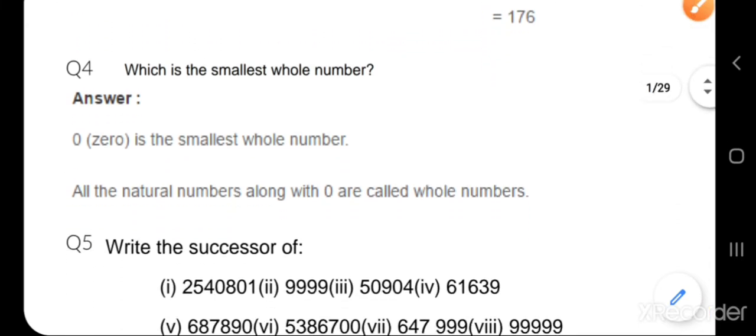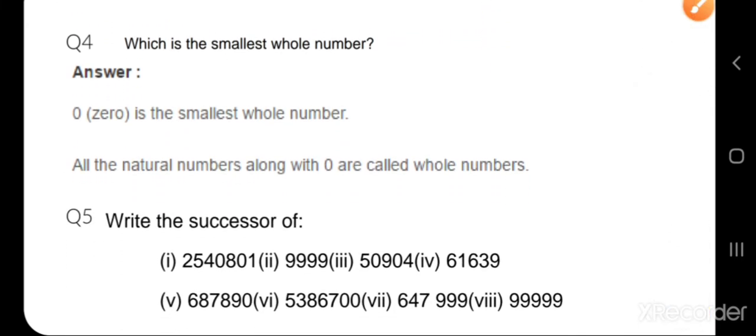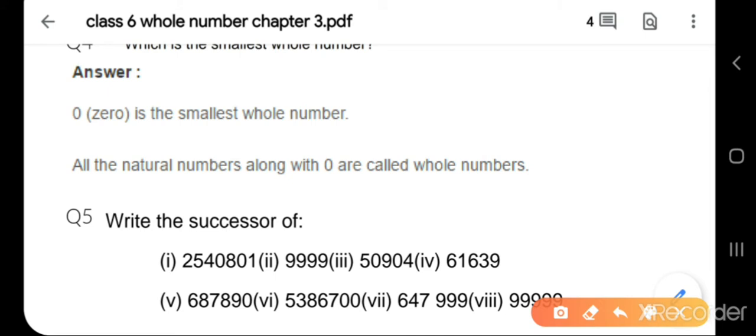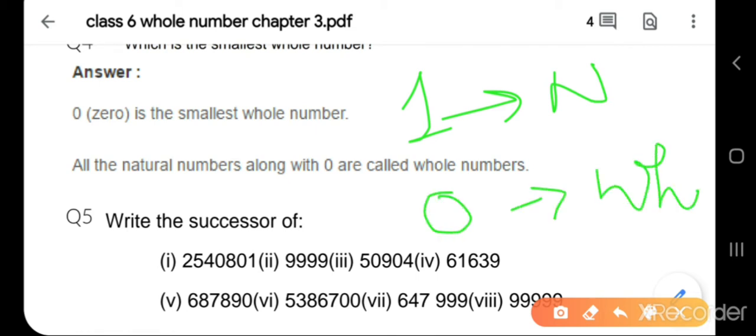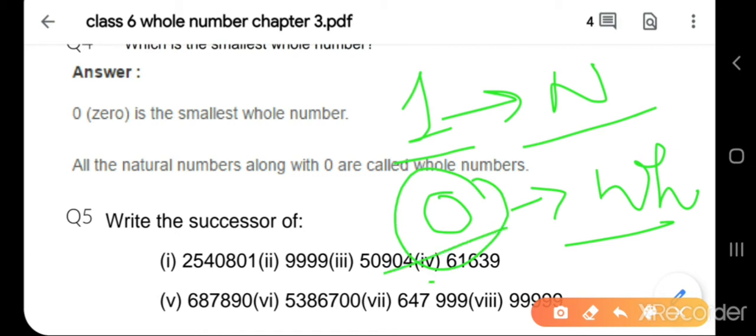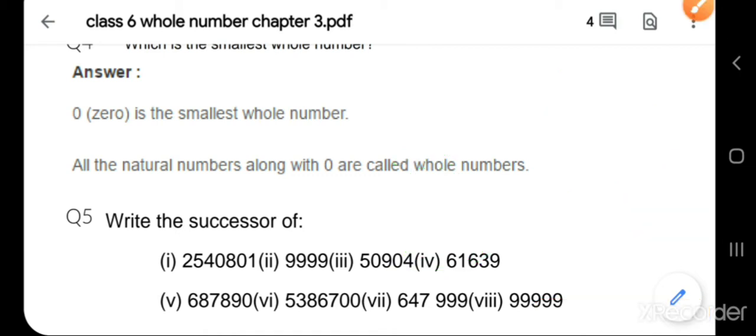So let's see the next question. Which is the smallest whole number? You know that natural numbers start from 1, and whole numbers start from 0, okay? Remember this one, whole numbers start from 0 and natural numbers start from 1. Fine, so the smallest whole number is 0, okay? The rest of the whole numbers are greater than this.